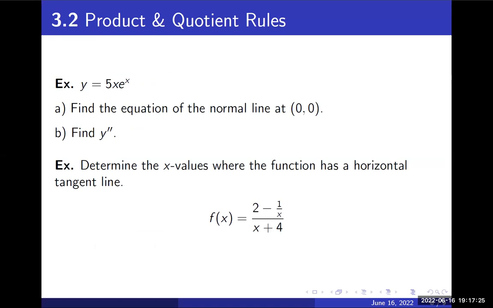Two more examples, taking it a little bit further. So we're not just doing a derivative for these. In the first example, y equals 5x e to the x. Find the equation of the normal line at 0, 0. Interesting. We're going to find out what the normal line is. And then we're even going to find y double prime. And the second example, determine the x values where the function has a horizontal tangent line. Okay, very cool.